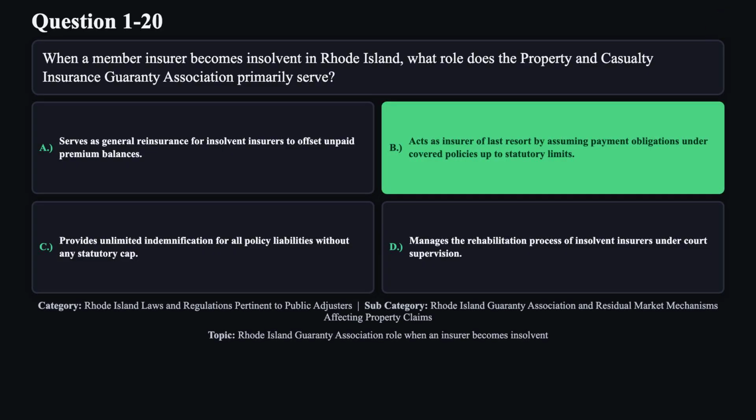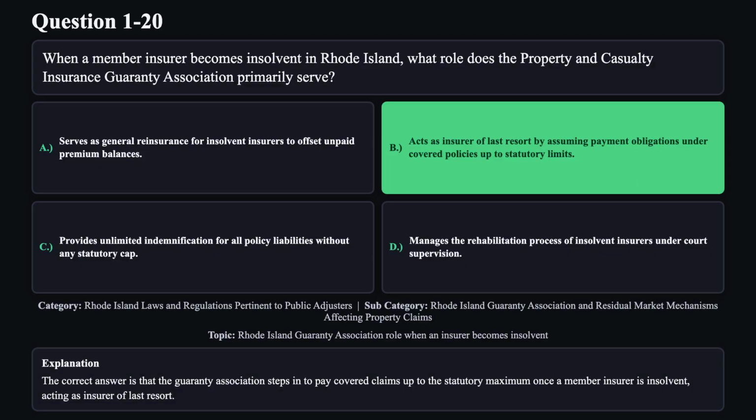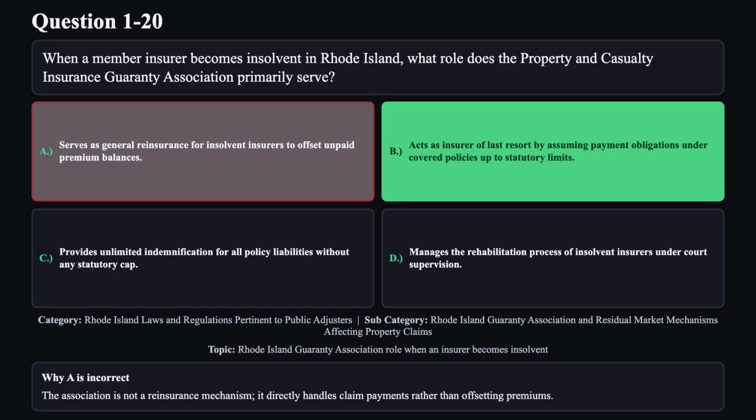The correct answer is B. The correct answer is that the Guarantee Association steps in to pay covered claims up to the statutory maximum once a member insurer is insolvent, acting as insurer of last resort. Reason A is not correct. The association is not a reinsurance mechanism. It directly handles claim payments rather than offsetting premiums.